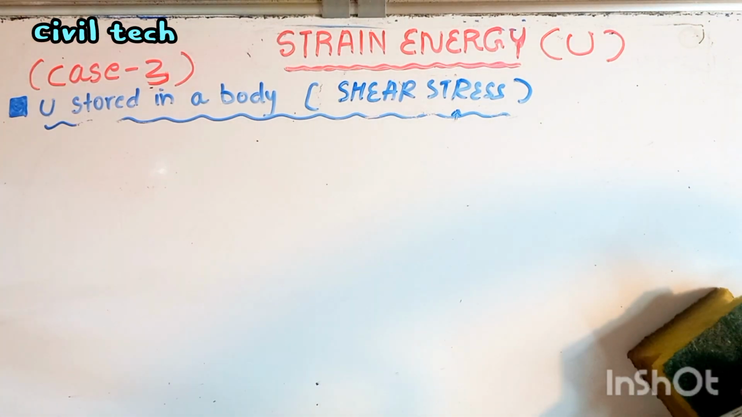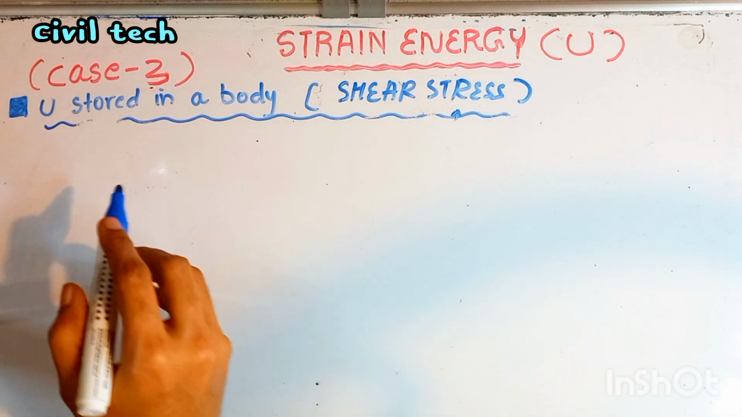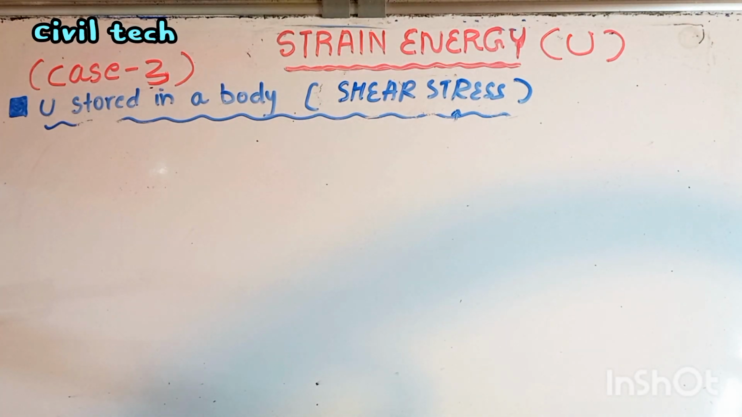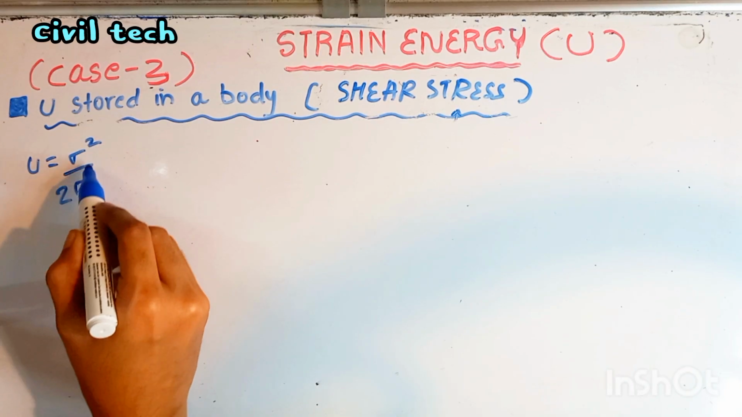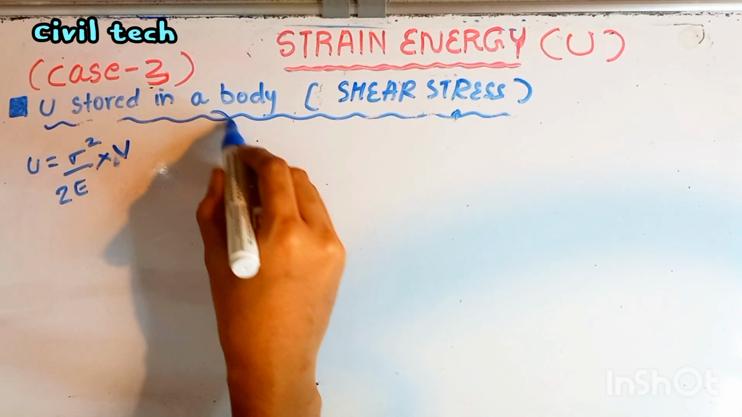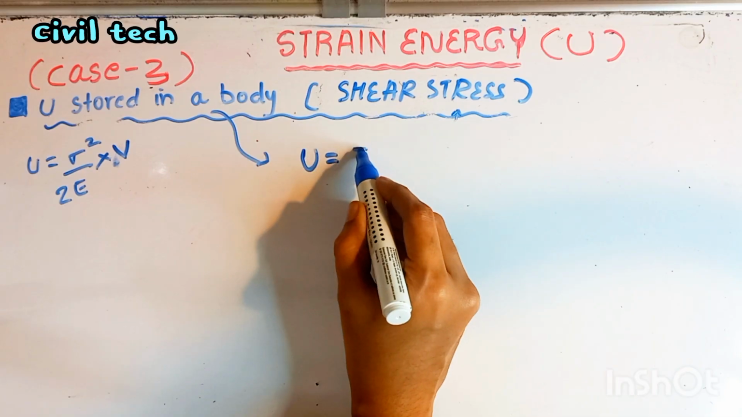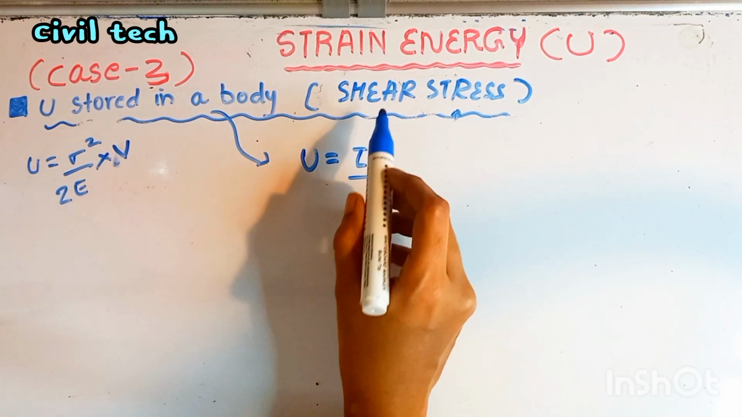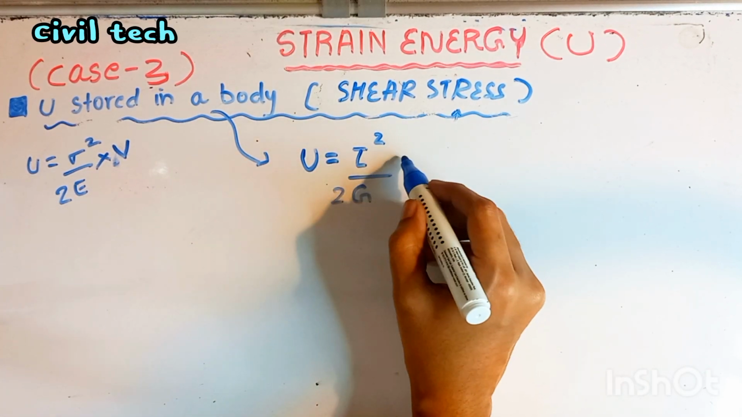Now, U stored in a body due to shear stress. I'll just write the final formula. Earlier, due to gradually applied load, we have seen the strain energy is equal to sigma square by 2E into V. Now the strain energy in a body due to shear stress becomes U is equal to, in place of sigma we are writing tau, which is shear stress, tau square by 2G. Here, for shear, G is the modulus of rigidity. In place of E, we are writing the modulus of rigidity, and the volume stays the same.